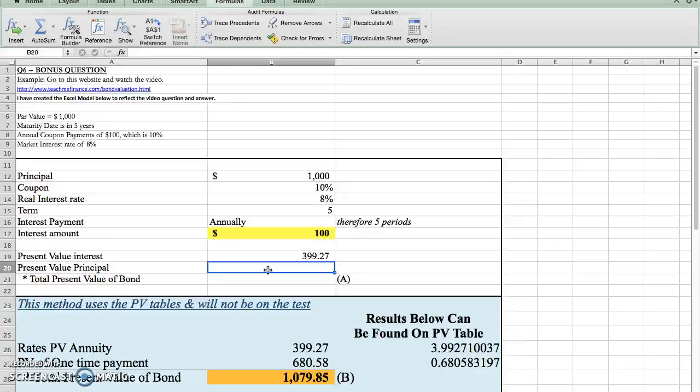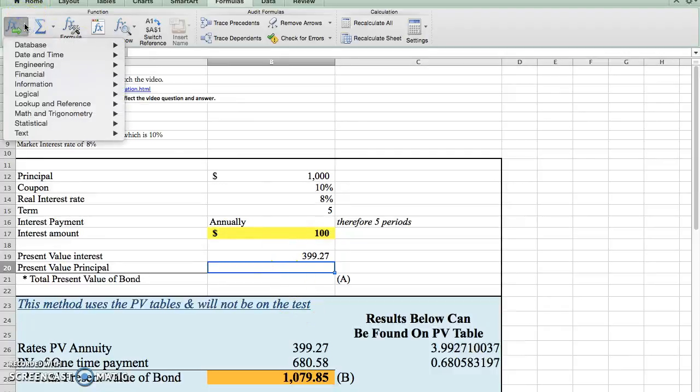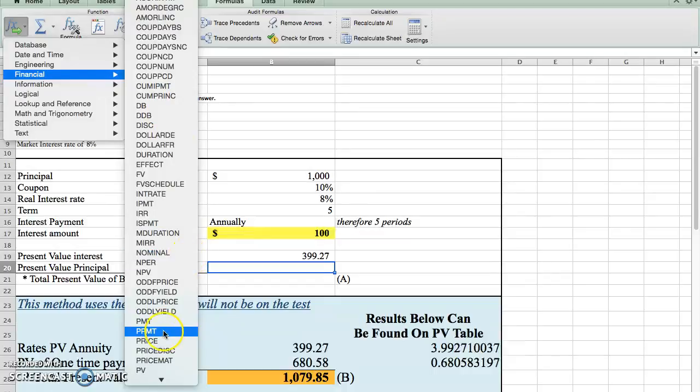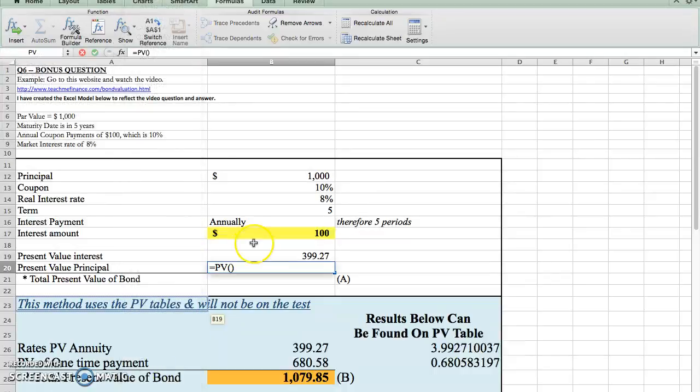The present value of the principal is $1,000, so what should I really pay today to get $1,000 in 5 years from now? So I go once again, I click in the cell, I find financial, I go down to PV, and I click in here, and if you have the table, great. So the rate is 8. The number of periods is 5.